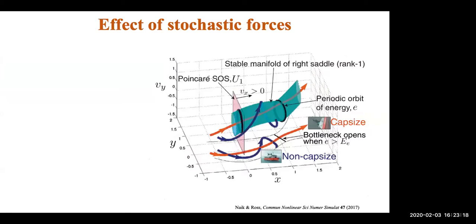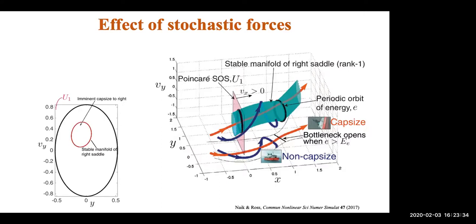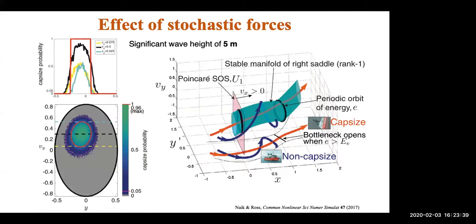So we can look at this using X as the roll variable, Y as the pitch. We have a four-dimensional phase space: X, Y, X dot, Y dot. And we could look at the boundary between imminent capsize and no capsize. And then we could look at the effect of stochastic forces. In this case, stochastic forces would correspond to random waves, so random wave forcing.